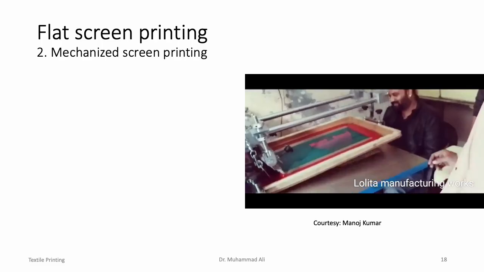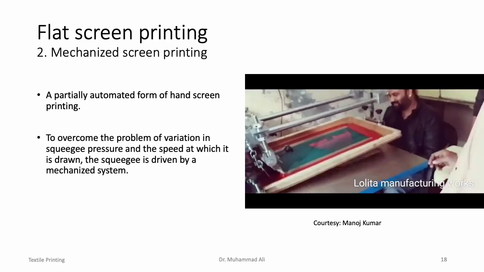The second variation of the flat screen printing process is known as the mechanized or semi-automatic screen printing process. So as the name implies, this is a partially automated form of the hand screen printing process. One of the major problems in case of hand screen printing is the pressure or the force that is applied on the squeegee by the printer. And very slight variations in that force on the squeegee can result in significant variations in the print.